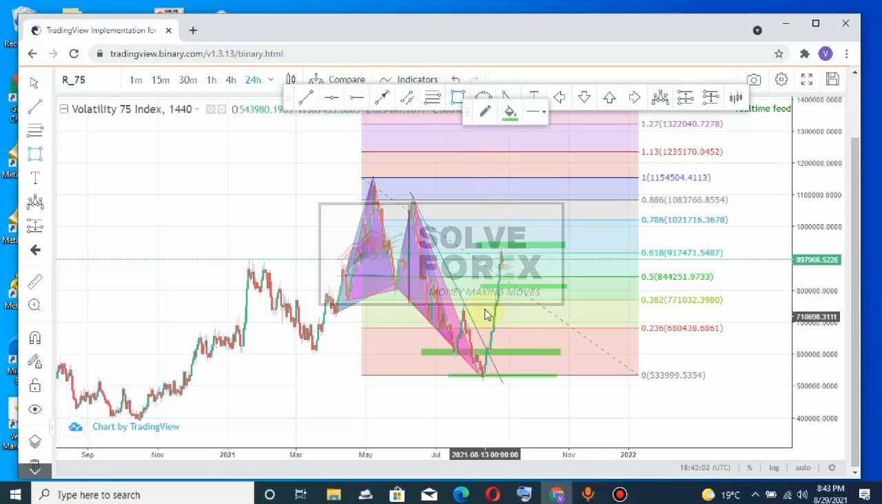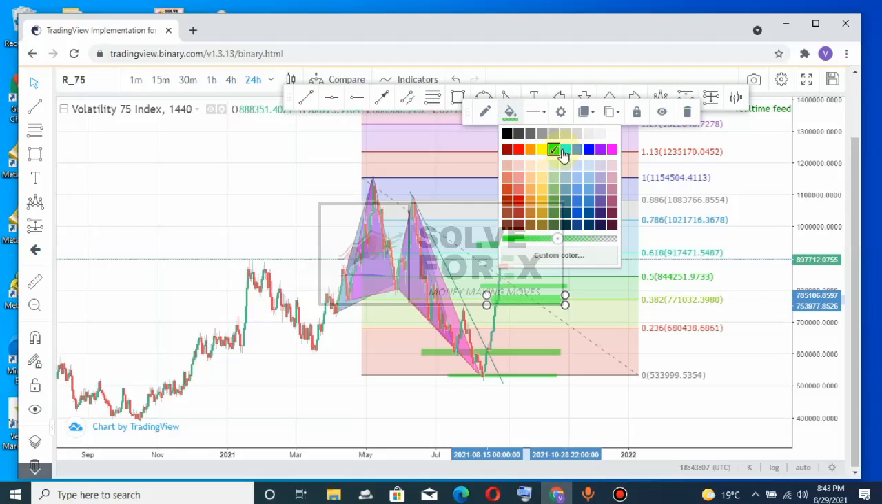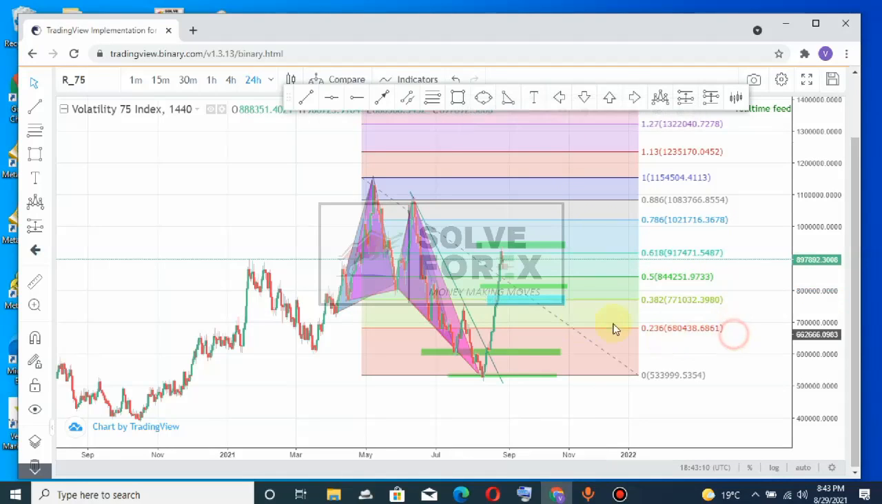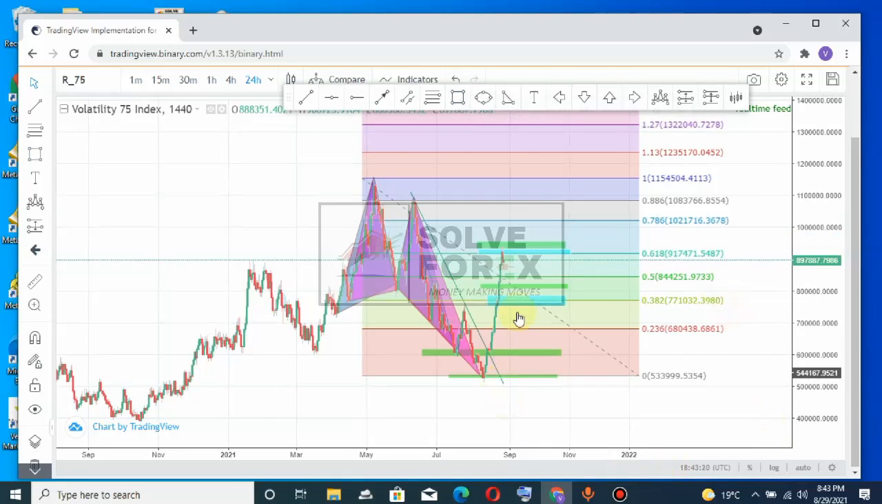Right here on 38.2. Let me change color for this deep crab. 38.2 was our first target right here, and 618 was also just below our butterfly pattern target, this one. So you could have caught both of these, whichever one worked better for you, which is a deep crab on this deep point, which touched perfectly right on this point, went straight to first target, broke it, and went straight to 618, which was a valid deep crab.